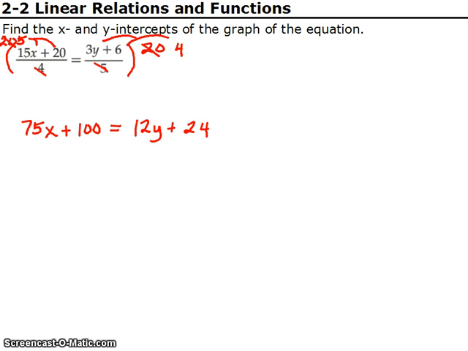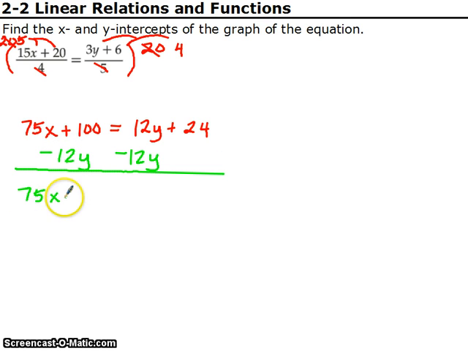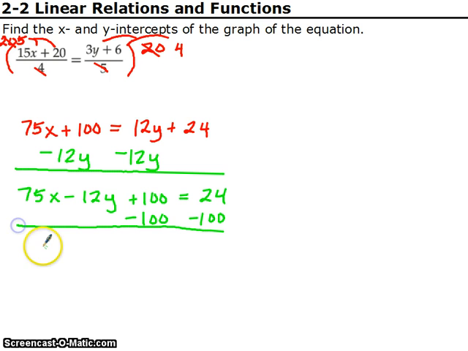Then I'm going to get it in standard form, so I'm going to move the 12y over. 75x minus 12y plus 100 equals 24. Let's move the 100 over here. 75x minus 12y equals negative 76.